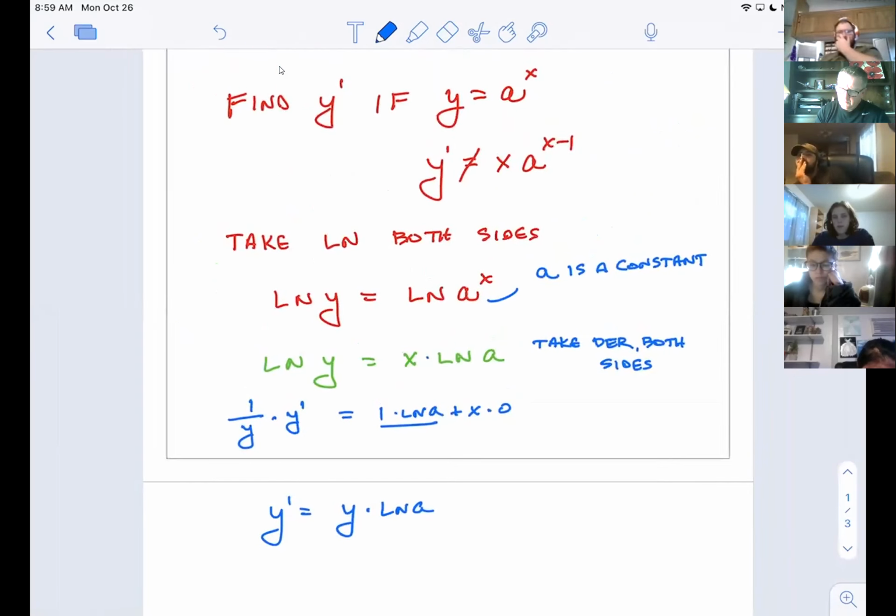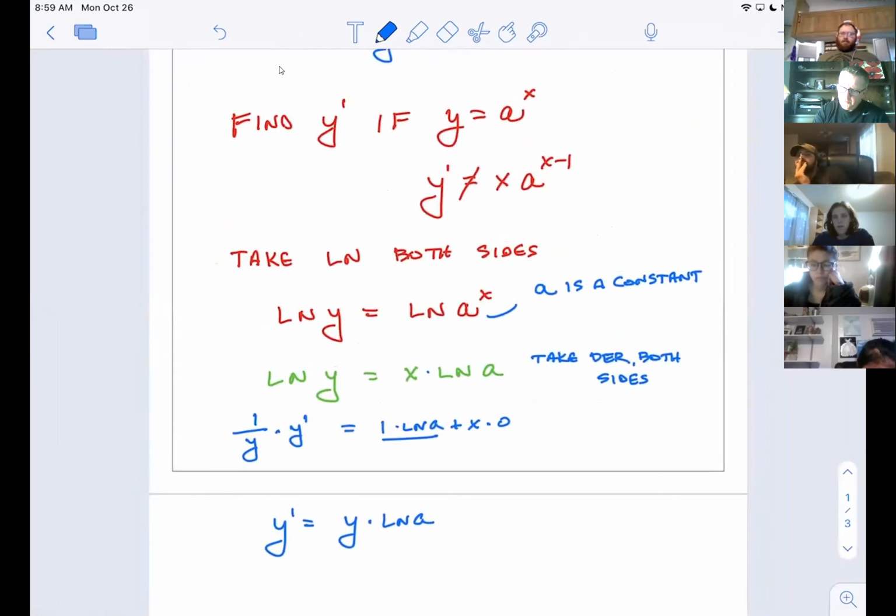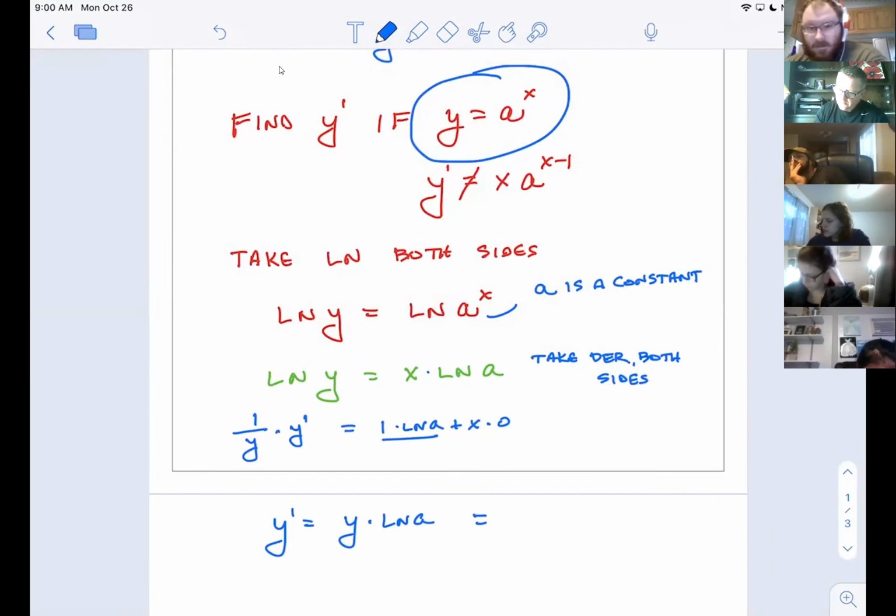But what was y equal to? Because I really don't want y's on both sides. So I could say, or another way to say it, since y was a to the x, it's a to the x times the natural log of a.